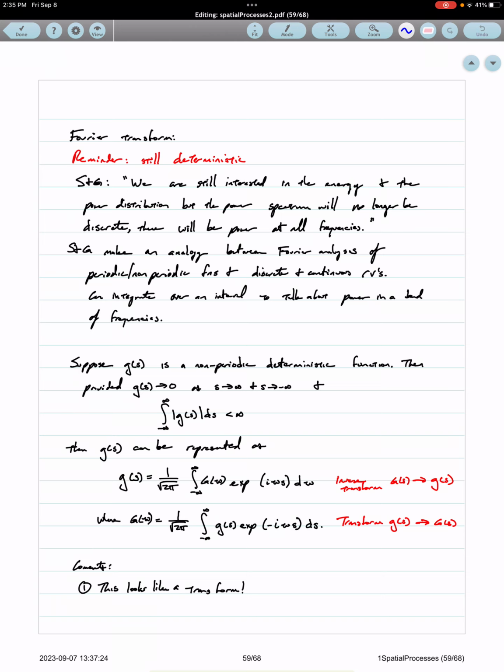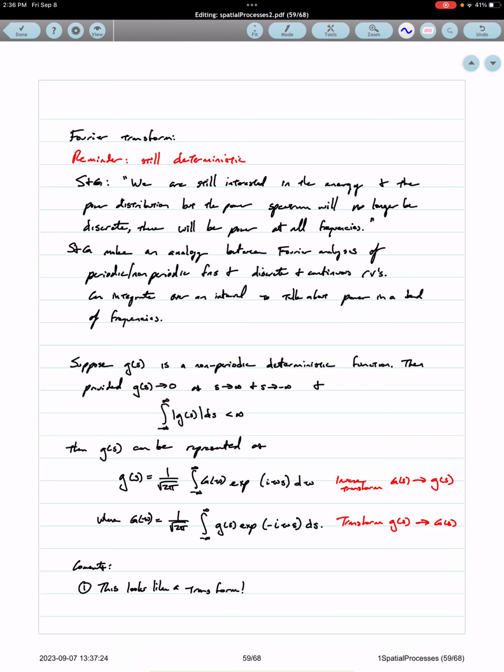Okay, so we're going to switch our thinking now, and jump from periodic functions and Fourier series to non-periodic functions and Fourier transforms. So we're still dealing with deterministic functions. When we're done with this section, we won't be completely where we want to be, because we'll eventually want to be doing Fourier transforms of something that's random. But we're not going to restrict ourselves to periodic functions.